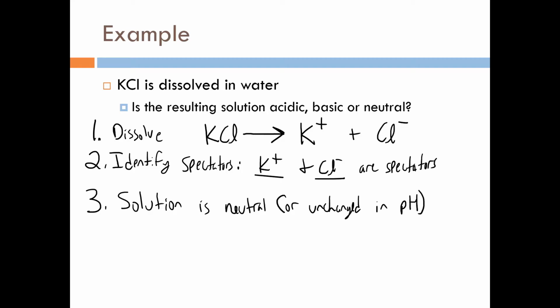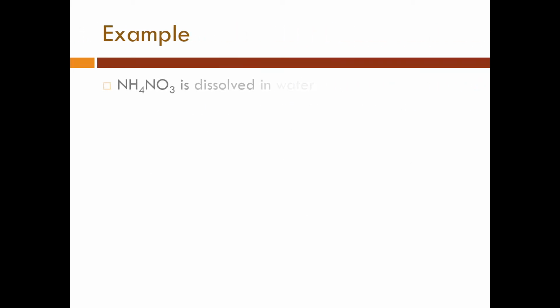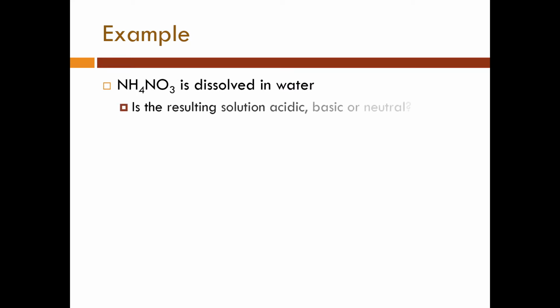Okay, so that's our steps. We write out our dissolving equation, identify our spectator ions, and then the solution is neutral because both of them are spectators. All right, next example. This one's going to be a little bit more difficult because now we no longer have a simple salt like potassium chloride. But the steps remain the same.